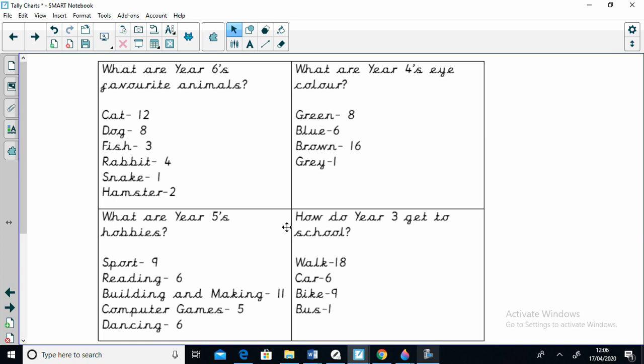Now, for tally chart activity 1, I want you to select one set of data. So just to confirm, not all the data, just one set of data. I think the data that I'm probably most interested in is this one here. How do Year 3 get to school? So that's the data that I'm going to select and I'm going to turn into my own tally chart.